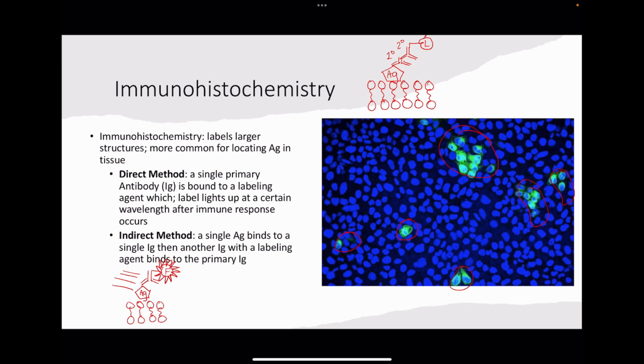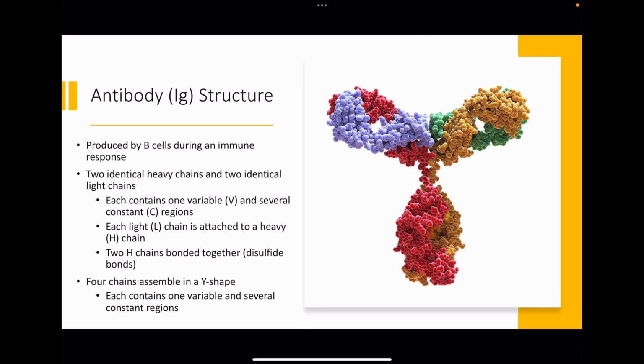So we can either have some sort of immunofluorescence like we did in this picture to the right, or we can essentially stain the tissue surrounding the antigen so that the lab technician can kind of understand a little bit better where this antigen is with respect to that tissue sample.